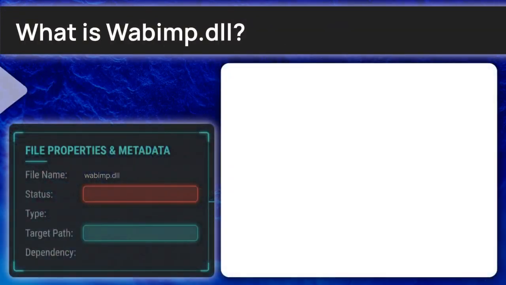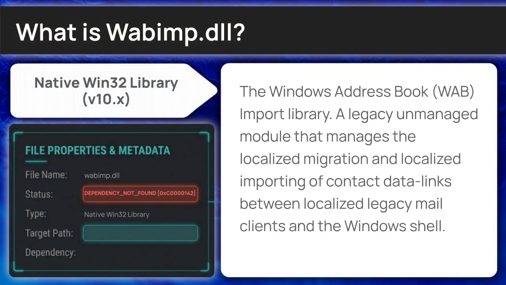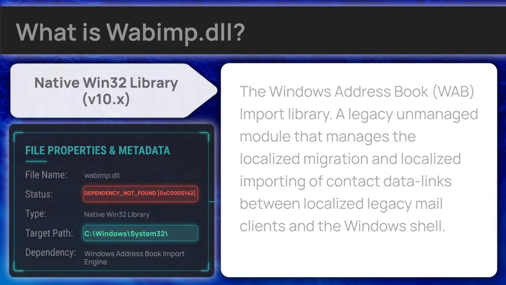This is the Wabimp Library, the Windows Address Book WAB Import Library, a legacy unmanaged module that manages the localized migration and importing of contact data links between legacy mail clients and the Windows shell. Now that you're up to speed on the file's role, let's begin the repair process.